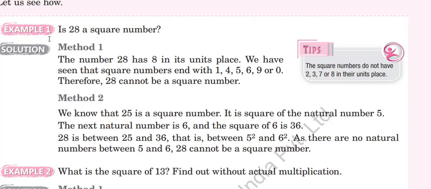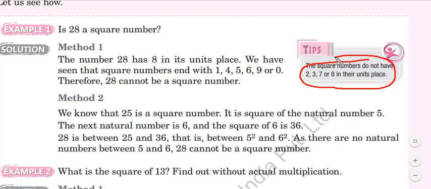So let us see the example. Number 1: is 28 a square number? It's a simple concept here. But the very important point which you need to remember every time is that square numbers do not have these particular numbers in the unit place, that is 2, 3, 7 and 8. These numbers never come in the case of a square number.